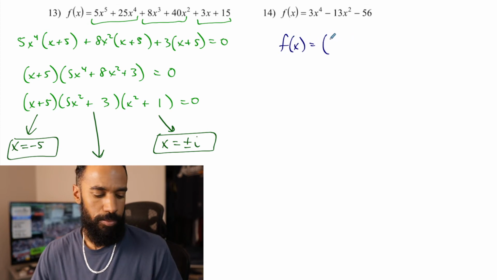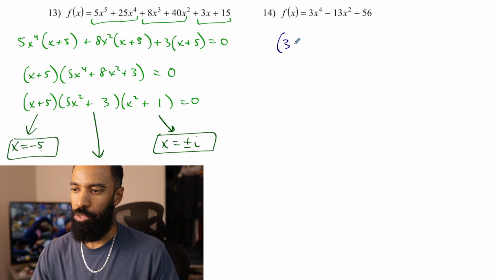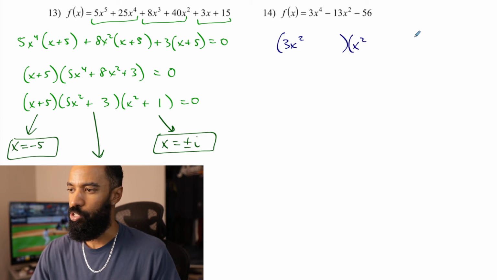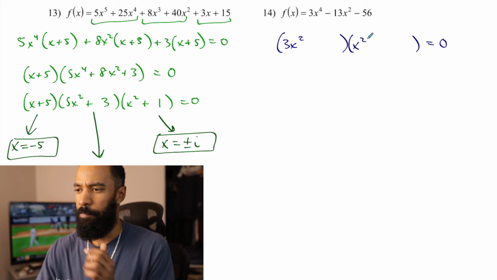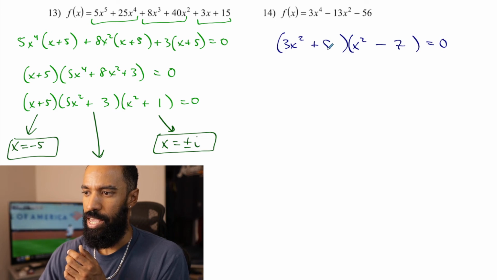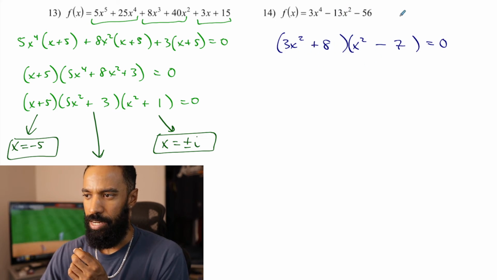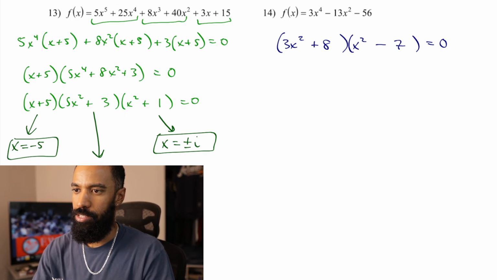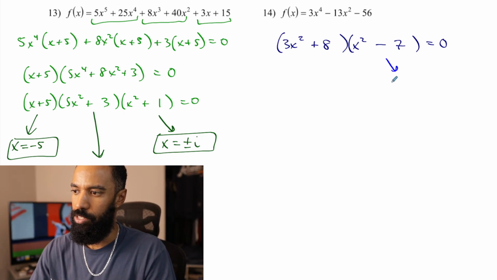I'm guessing a 3, whoops, set this equal to 0. I'm guessing we get a 3x squared somewhere. I'm going to try 7 and 8 as my first two guys to deal with here. 7, yeah, right here. Minus 7 plus 8 would give you negative 21 plus 8 is negative 13. So that's good. All right, we're nearly there. Let's start with this one here. This is a little bit easier.